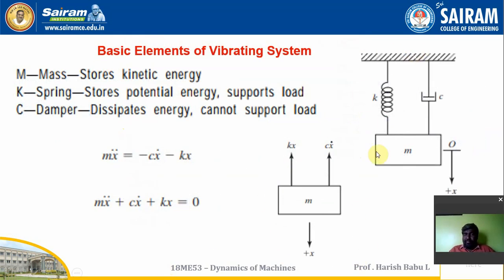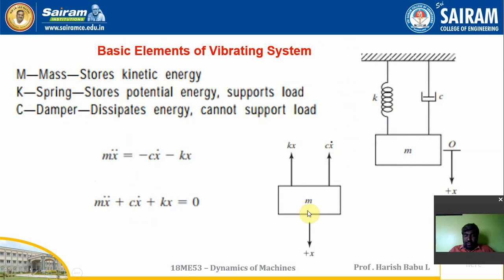If you take the same image, as I said, the mass stores the kinetic energy, which will be converted into potential energy. Similarly, the spring has potential energy, which will be converted into kinetic energy during the motion, and the damper just absorbs the energy, and it cannot support the load of the mass.